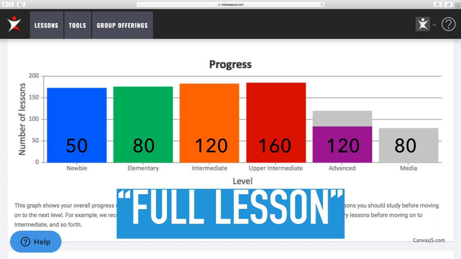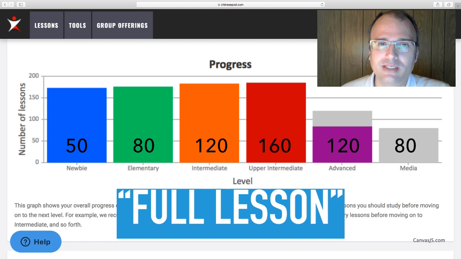in order to get a complete understanding of what you need to know from that level to move up to the next one. So if you've heard 50 newbie lessons, you're not going to benefit intellectually from hearing more of those full lesson explanations. You're just going to hear the same explanations over and over and over. Or at elementary, 80. After you've heard 80, you've heard all the teachers have to say.